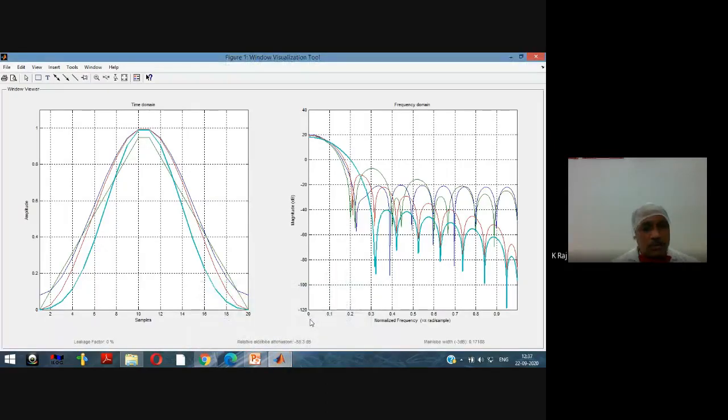So in today's lab, you have to perform this type of work, that is you have to compare the different types of windows, that is the rectangular window, Hamming window, Hanning window, and Bartlett window, and I think you have compared the properties of this type of window. Is it?